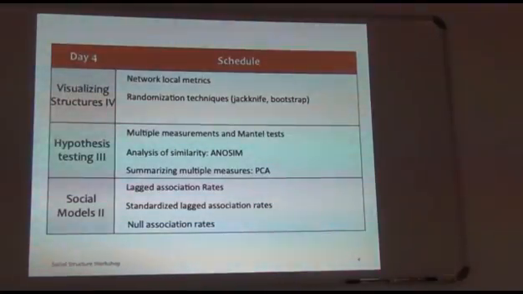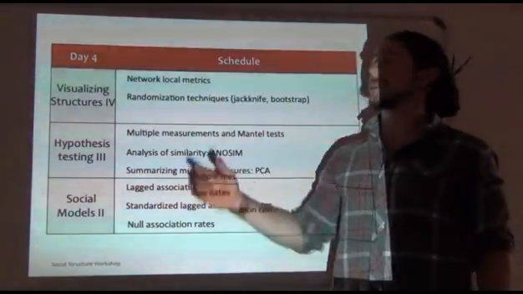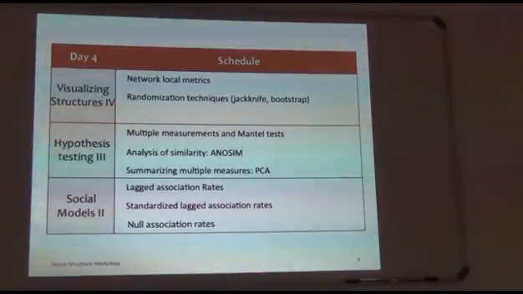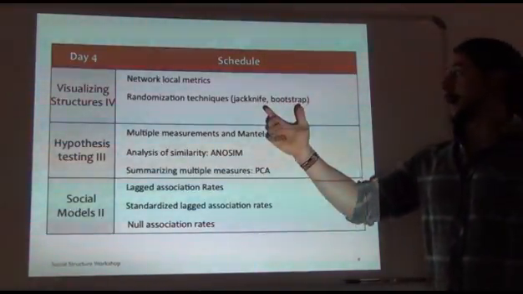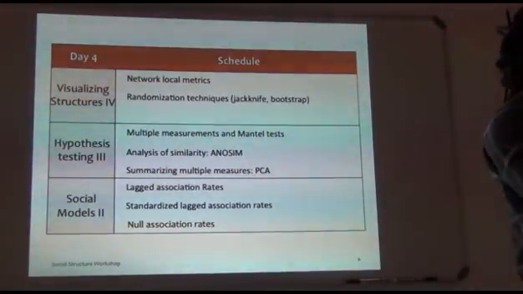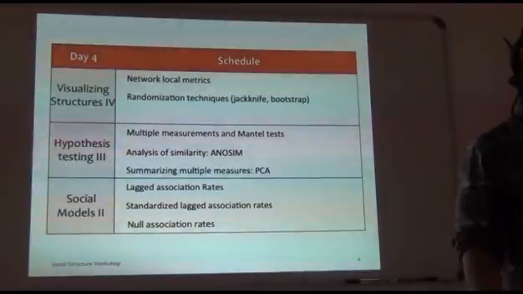So now in the morning, mainly two things. How to calculate local network metrics. All the metrics you're going to see this morning are related to the node, to the individual, in the social network. And then I'll explain briefly how we can use randomization techniques to estimate confidence intervals for these metrics. Or if you're working with something else in your life, you can use the same idea later.